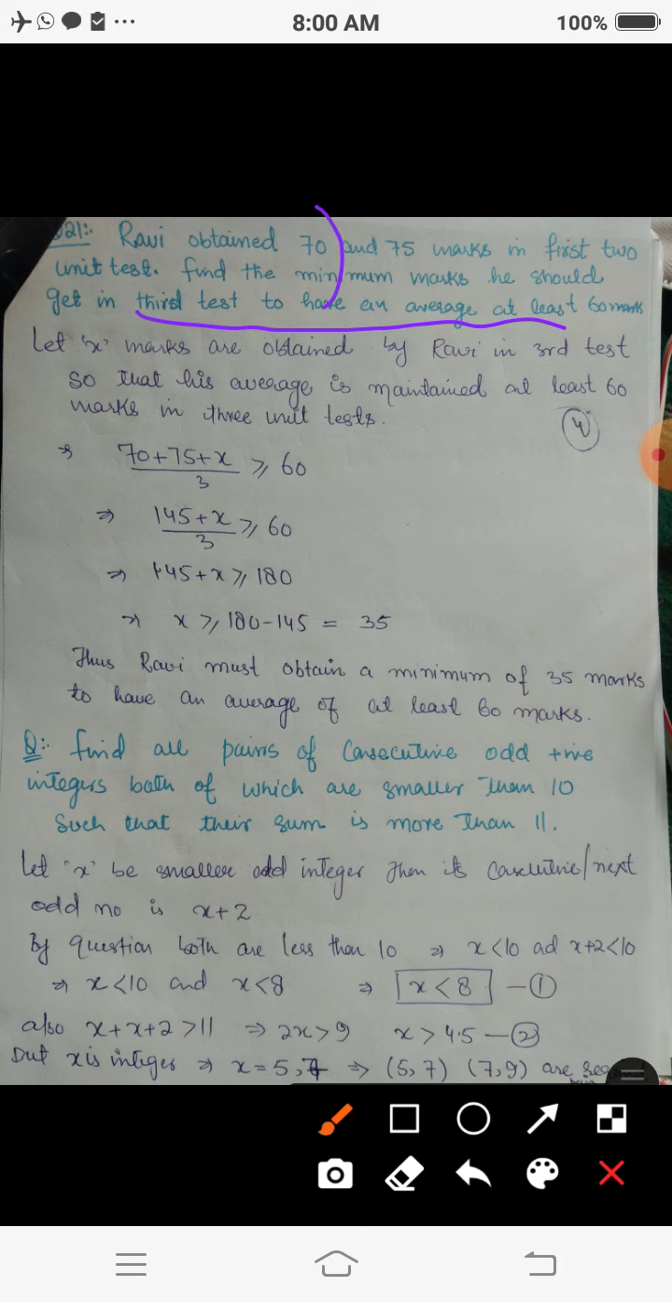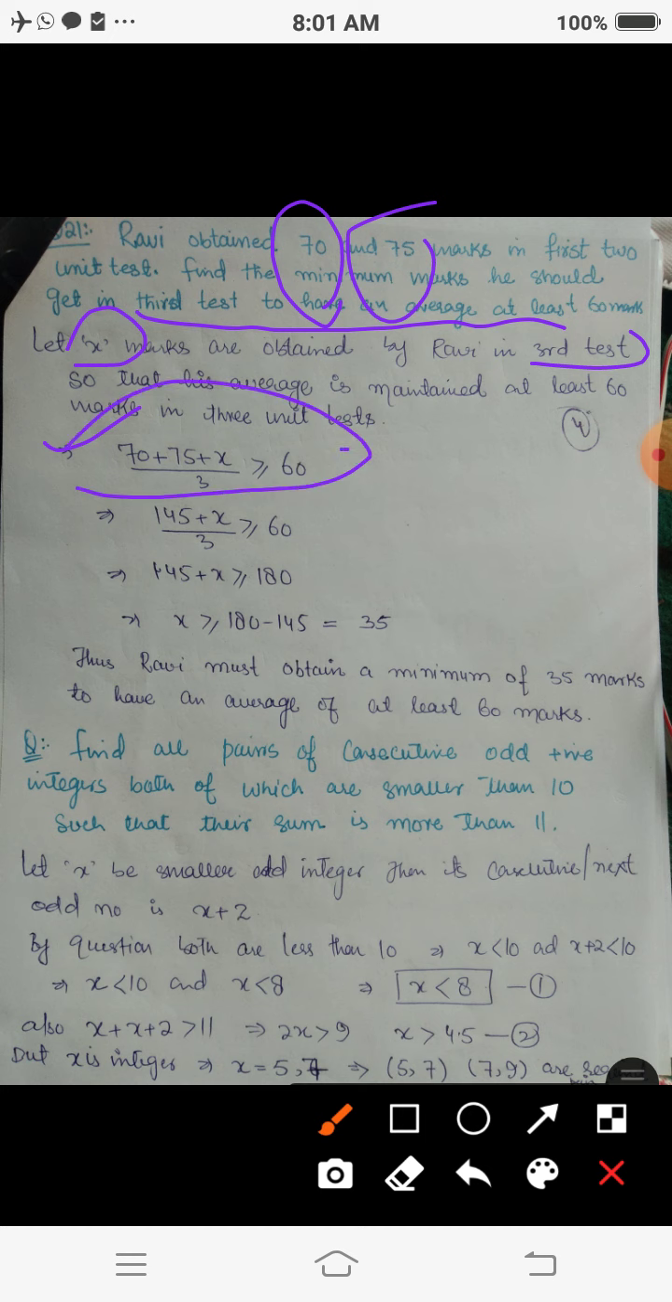In the first two unit tests he obtained 70 and 75 marks. Now let's assume that x is the marks obtained by Ravi in the third unit test, so that his average is maintained at least 60. This implies that the average of these three marks, (70 + 75 + x) divided by 3, is the average. Now it is given that the average is at least 60. At least 60 means greater than or equal to 60.